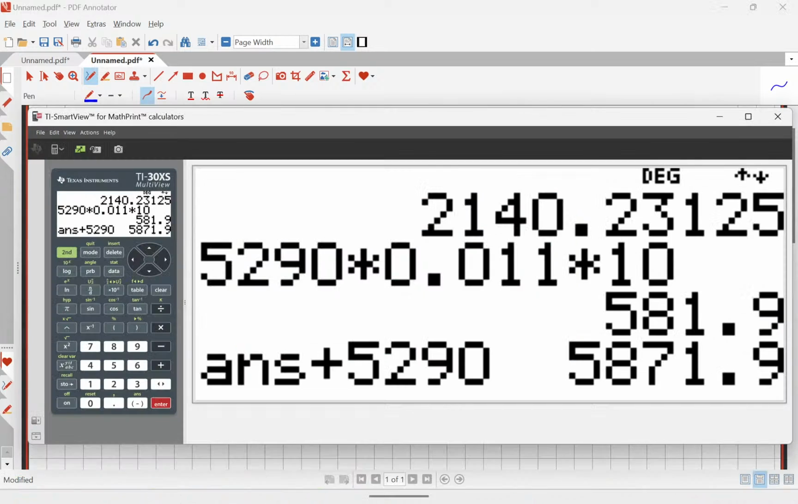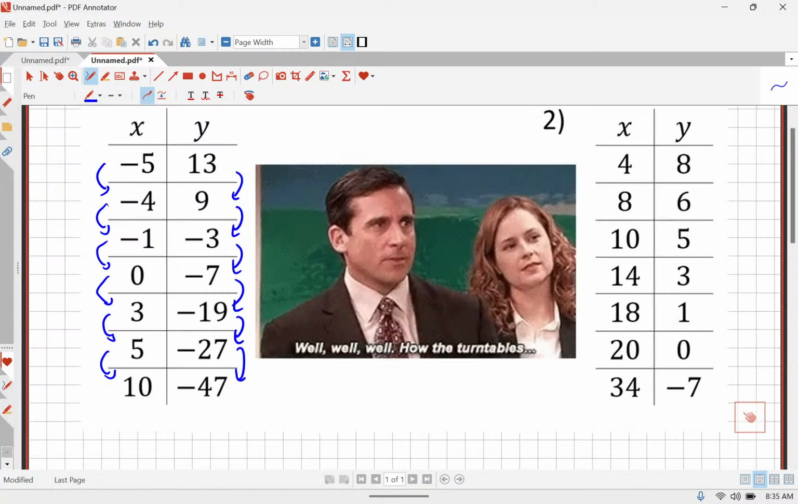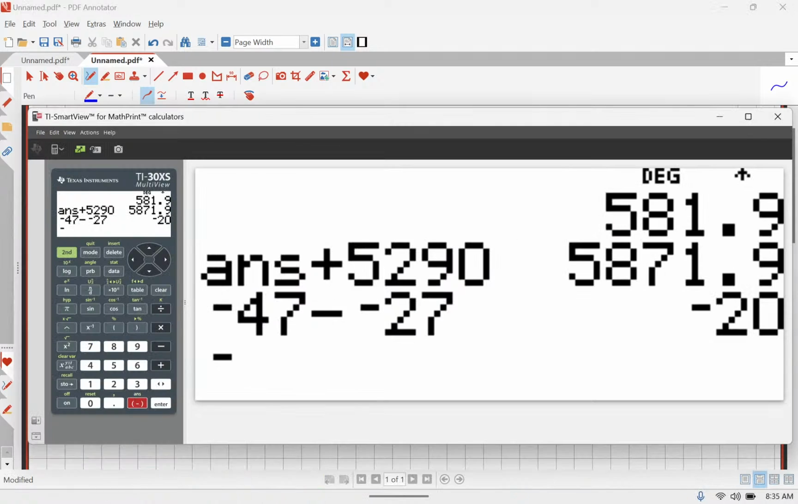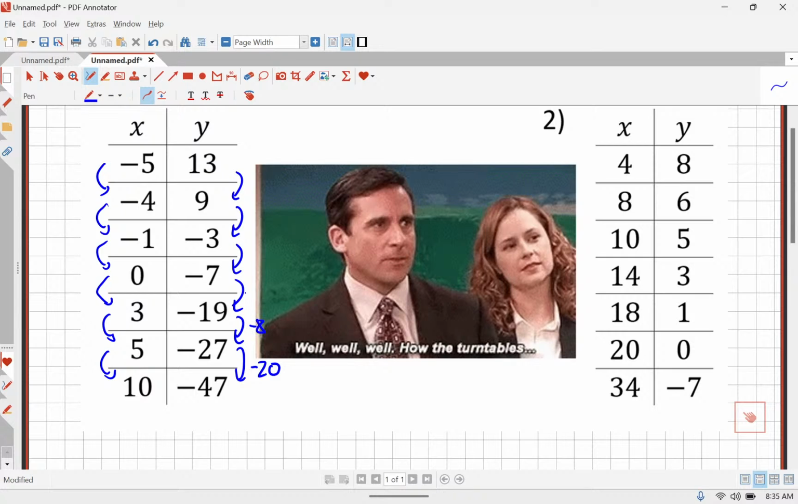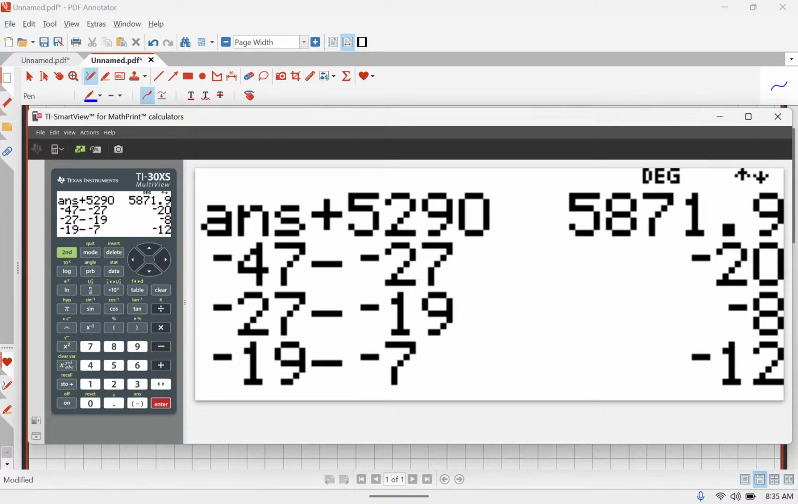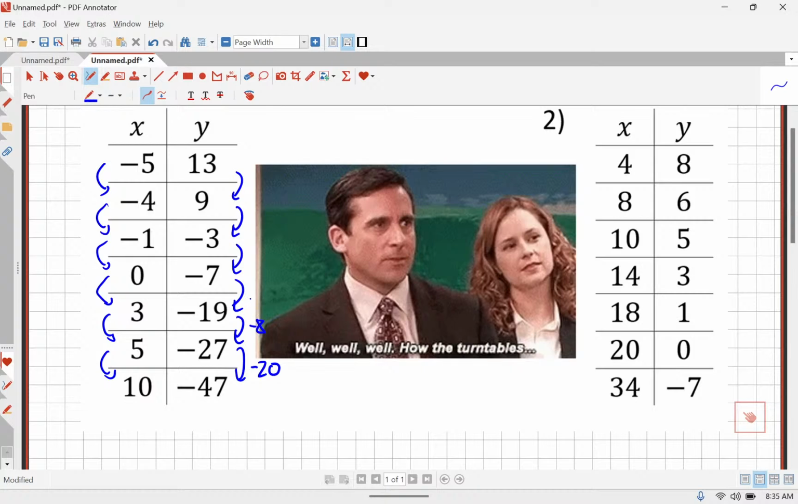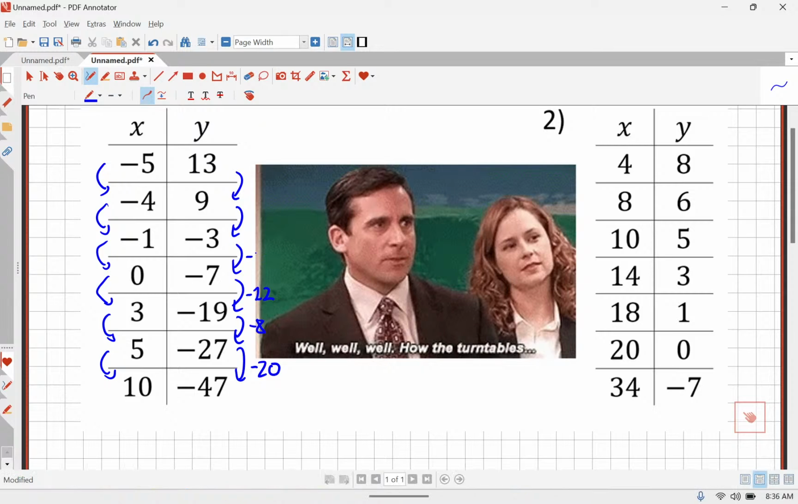So you take each number, negative 47 minus negative 27, and you get negative 20. Negative 27 minus negative 19, and you get negative 8. Negative 19 minus negative 7, negative 12. Negative 7 minus negative 3, I can do that one. That's negative 4. Negative 3 minus 9 is negative 12.